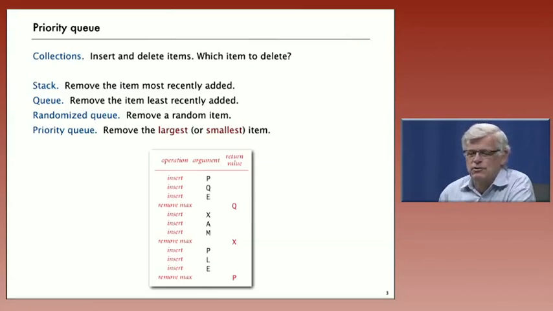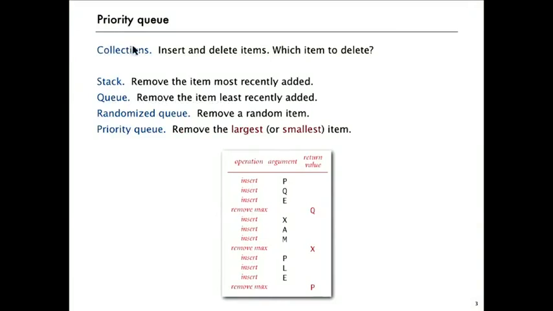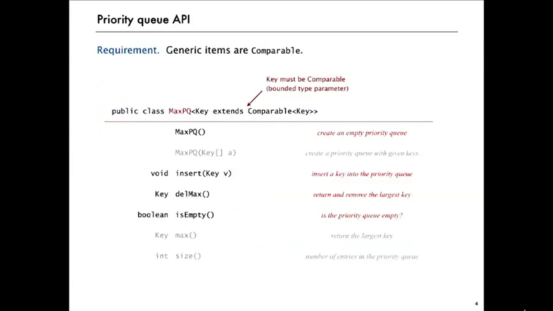For that, we insert items, but when it's time to remove, we consider the items to have a total order, and we want to remove the largest or the smallest item. So in this little example, if we insert P, Q, and E, then when we do remove max, we want to get the Q out. If later we insert X, A, and M, then we remove max. The largest one in there is X. We insert P, L, and E, and then after a while we remove max, P. So that's our basic setup. That's the definition of what a priority queue is.